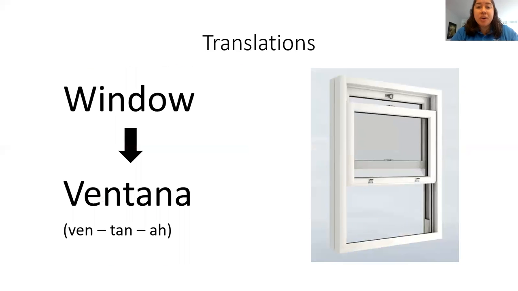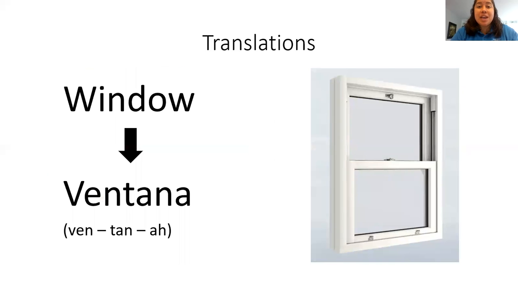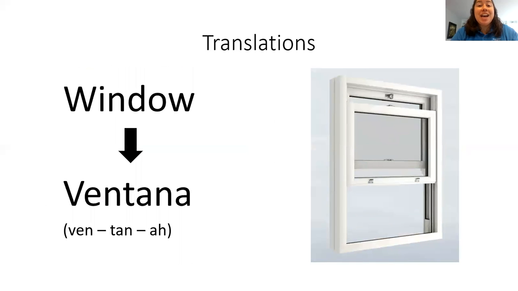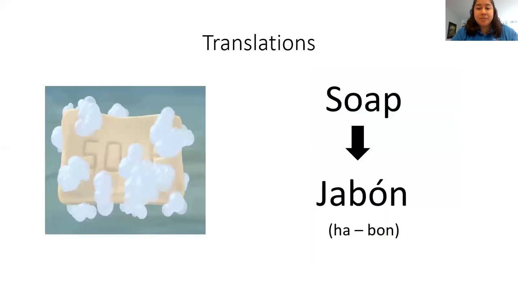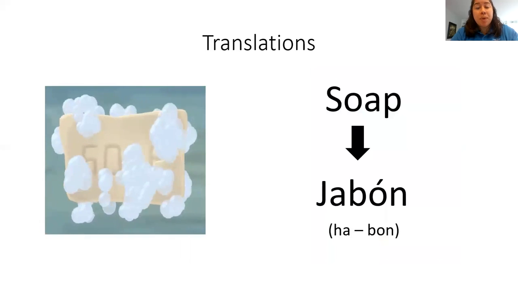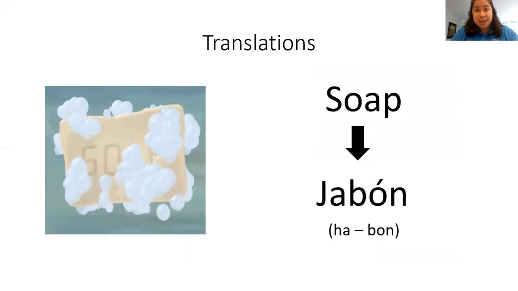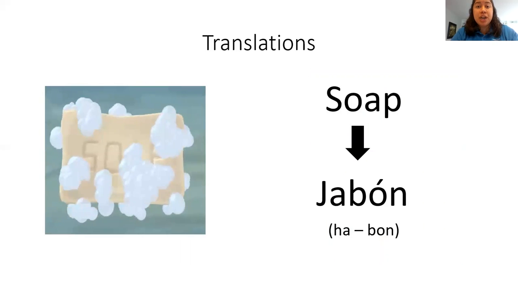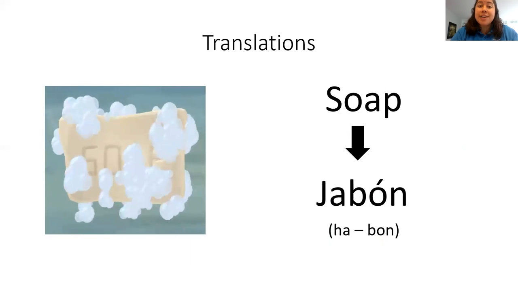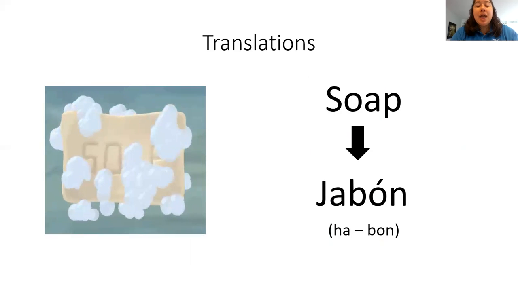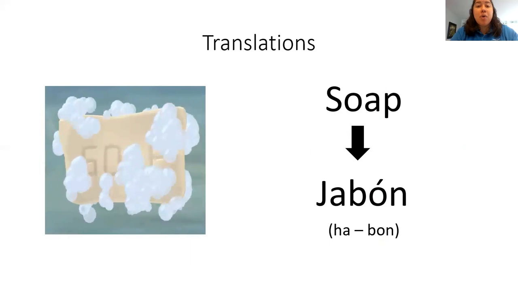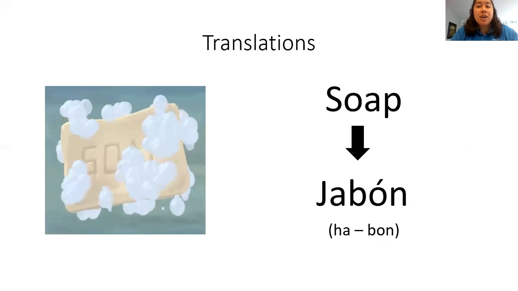Next, we have window. You might want to start opening your windows now that it's nice outside. And the word for window is ventana. Ventana. After that, we have soap, which is one of the most important things to get us through this quarantine. So I wanted to make sure that I mentioned it so we could practice saying the word soap while we're washing our hands. So the word for soap is jabón. Jabón is soap.